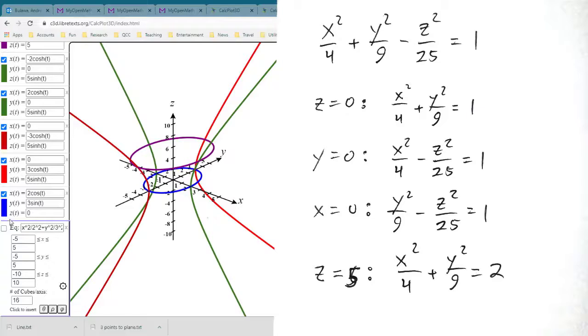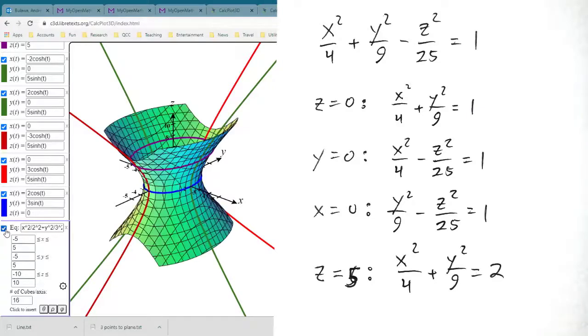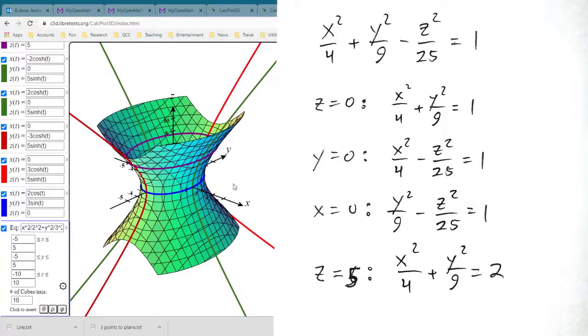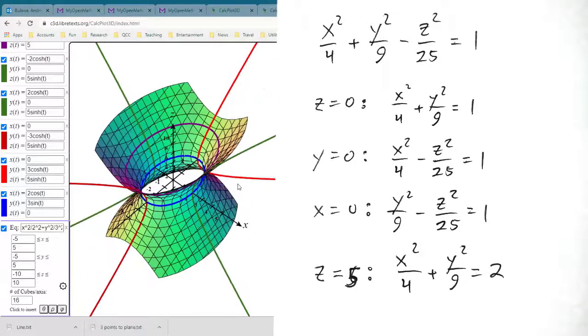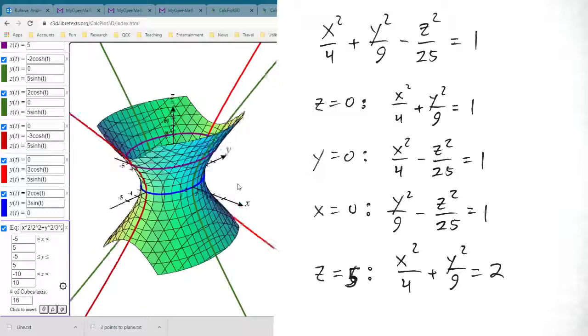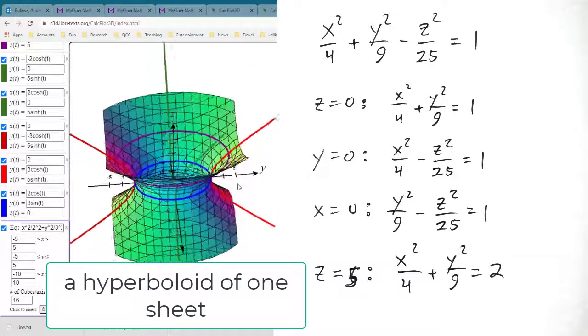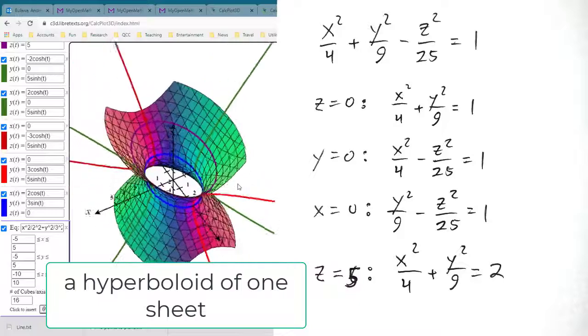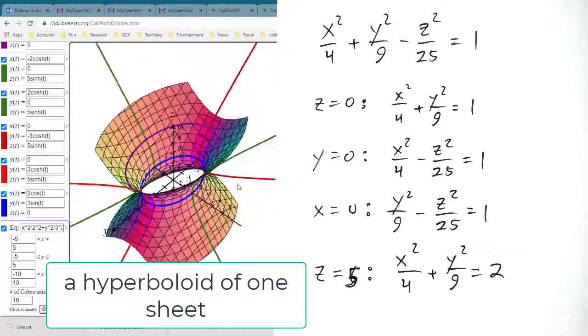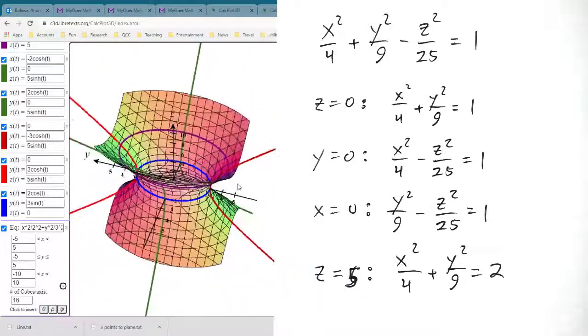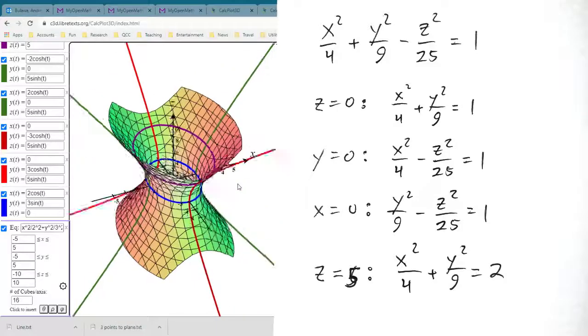And so what we're seeing here is this surface, right? And this surface is called a hyperboloid, right? Because it's comprised of hyperbolas, right? And so that is the surface that we've just described here.